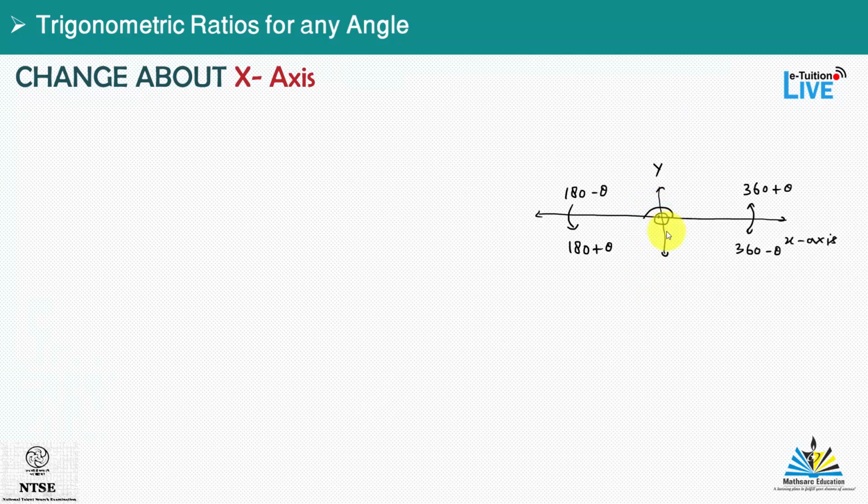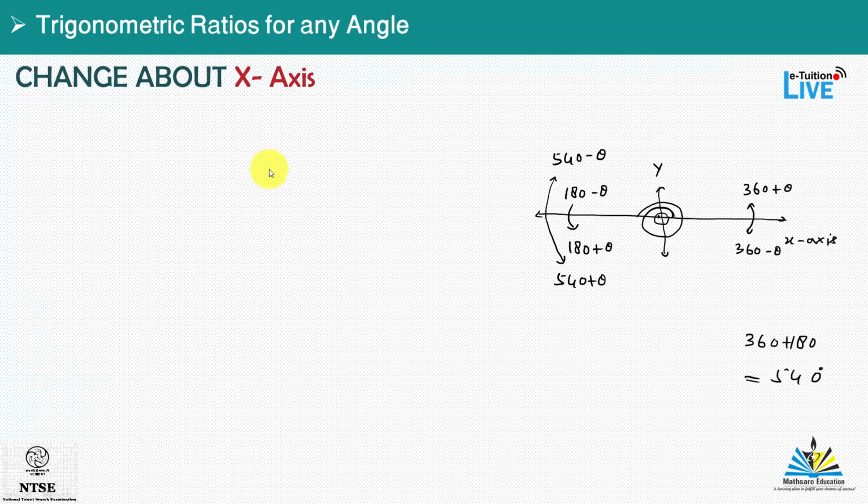You can have more angles as well. Since this is 180, if you complete one circle and one half circle, then you will have 360 plus 180, that is 540 degrees. So again, if you need more angles, this is 540 plus theta, and this is 540 minus theta.